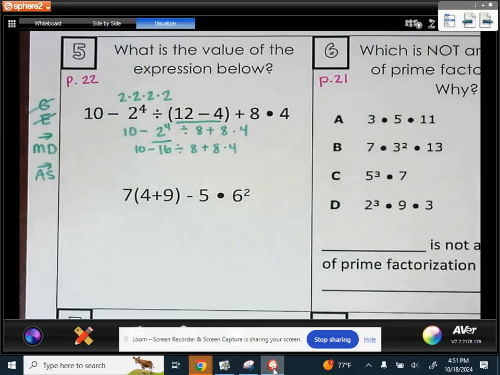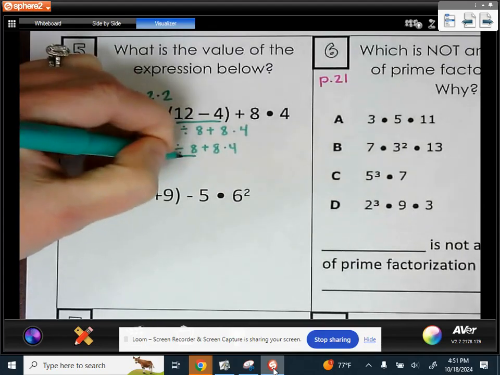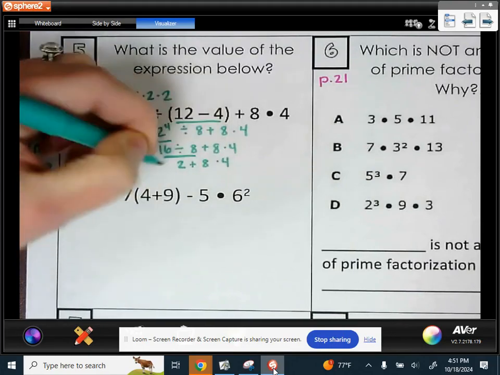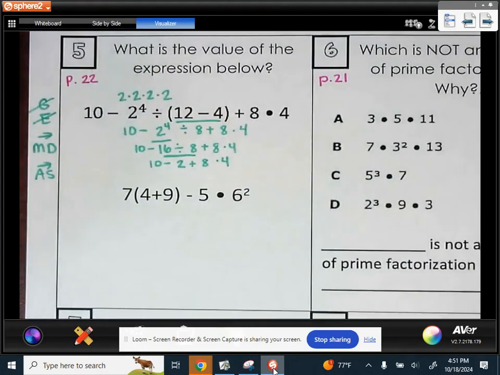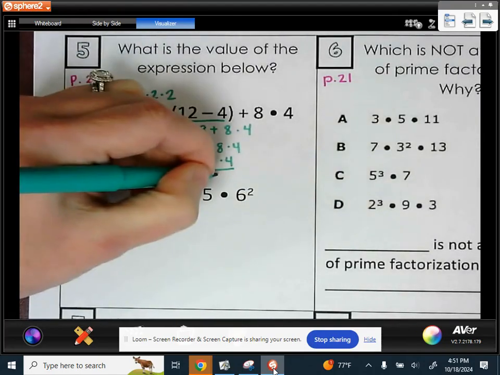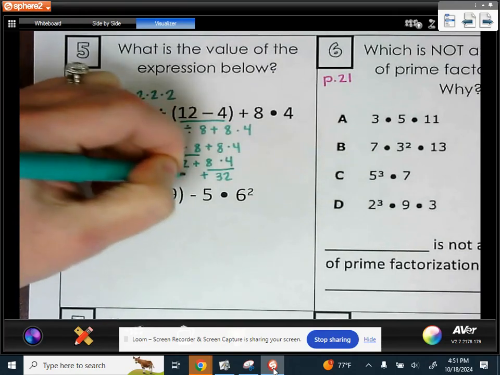We're done with our exponents. We do have multiplication and division. Remember that we work those left to right. So I started with my division because it was on the left. And I did think I was going to run out of room here, so we'll just make the best of this. 8 times 4 is going to give me 32.